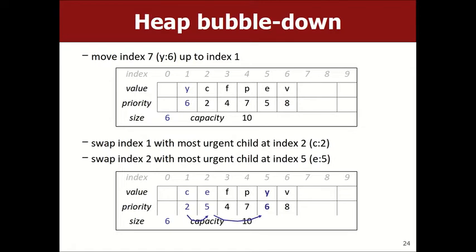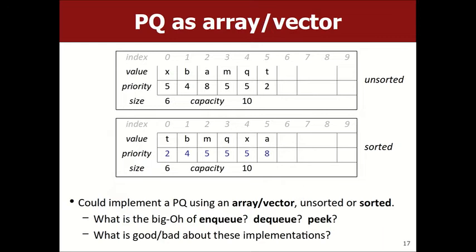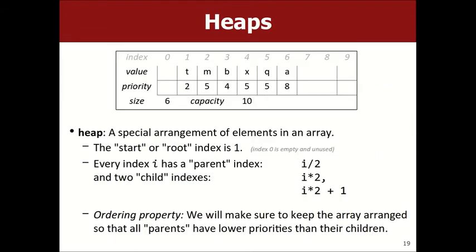What you're going to have to do for this homework is implement a priority queue using three styles. One using an unsorted array, so that's this first thing. The second style is a sorted linked list, the bottom one here. And the third is using this weird parent-child vertical ordered heap structure.